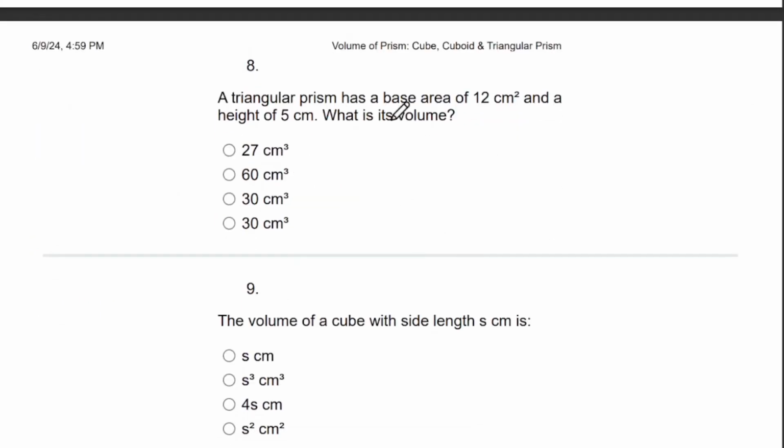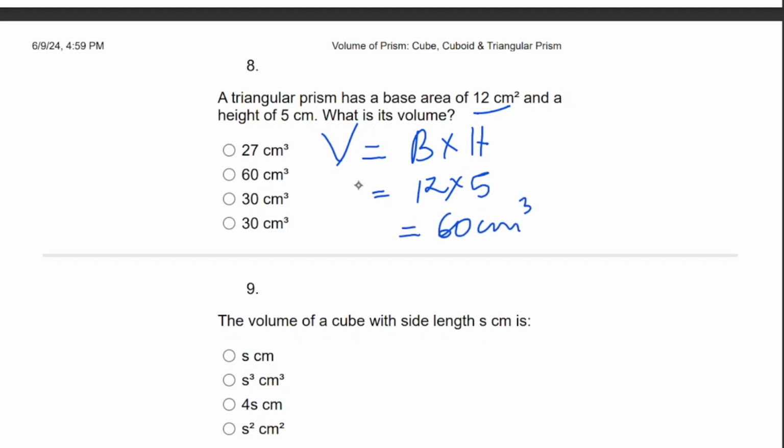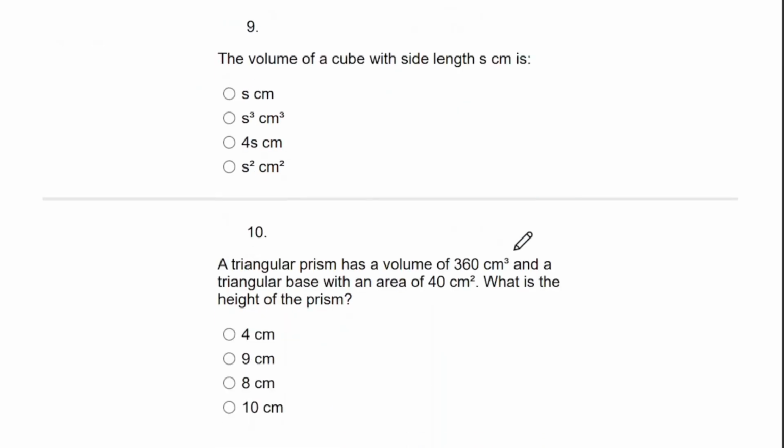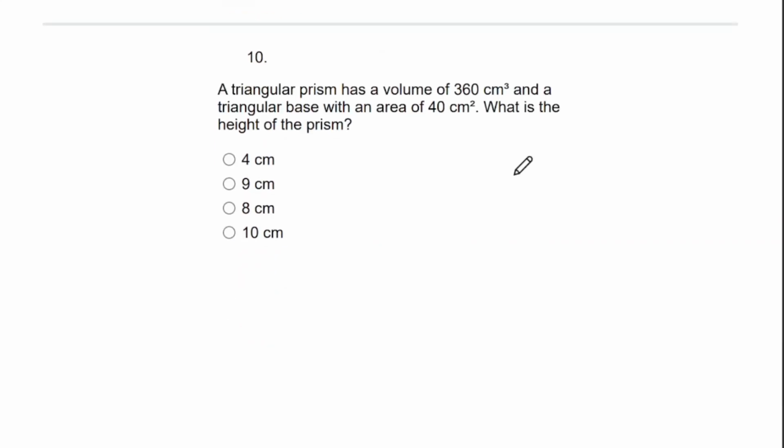A triangular prism has a base area of 12 centimeters square and a height of 5. What is the volume? So the volume of a triangular prism is base area times the height. The base area is given as 12 and the height is 5. So that gives us 60 centimeters cube. You can see this is very simple. Okay, so let's move to question 9. The volume of a cube with side length s centimeters is, so that is option B. So we've done that before. Question 10, the last question here.